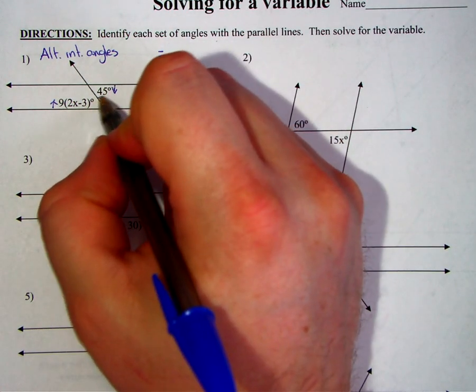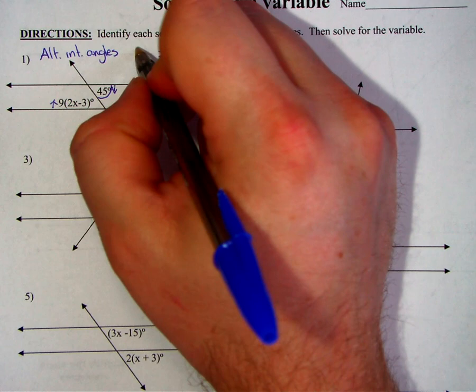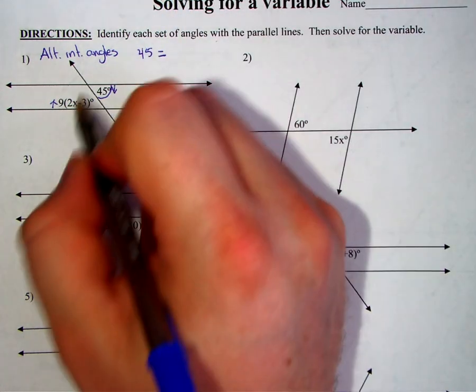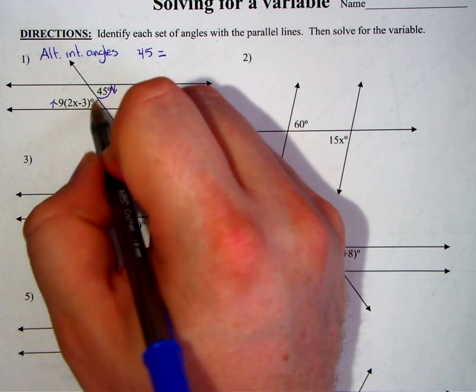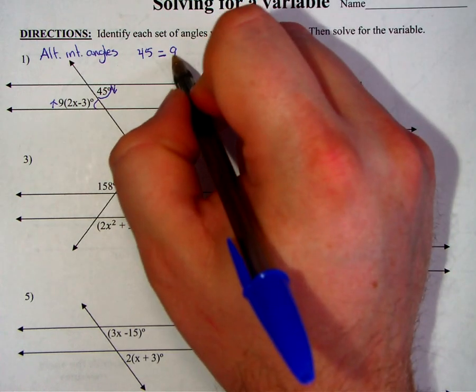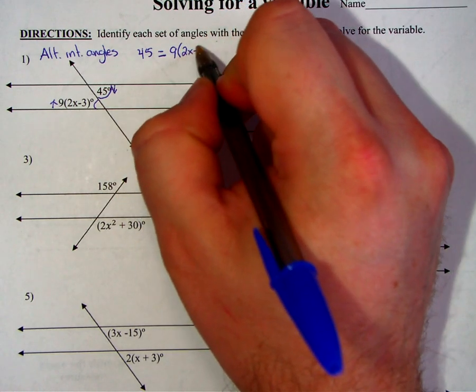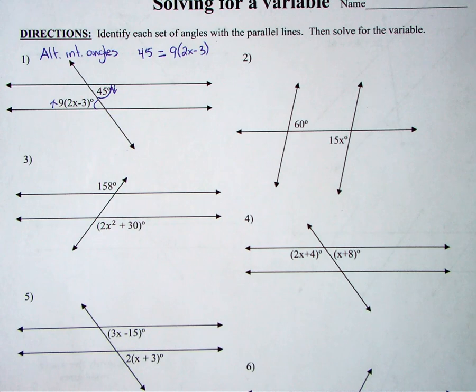So whatever is in one angle, 45 degrees, is equal to what is in the other angle. So 9 times 2x minus 3. Now there are multiple ways to solve this particular problem from this point forward, but I'm going to stick with the one that follows our general rules. And our general rules always recommend that you distribute first.